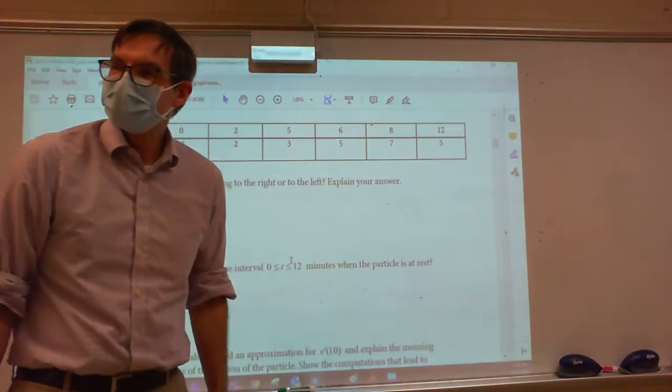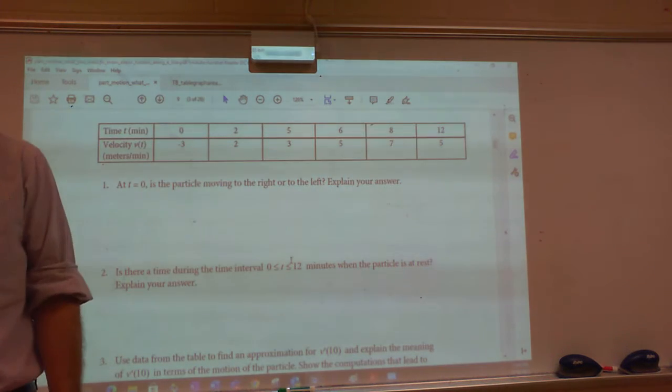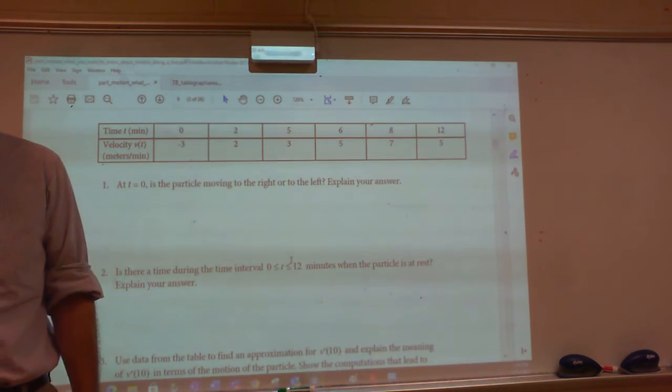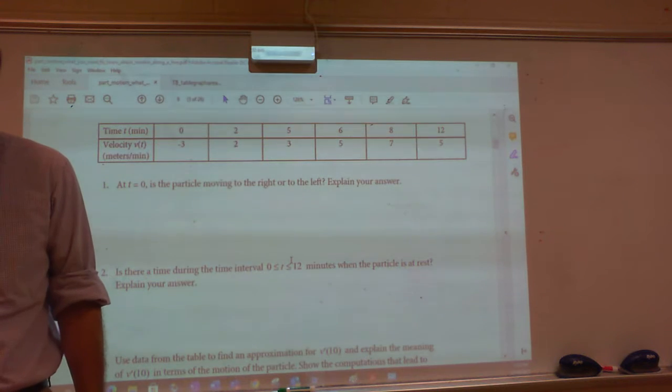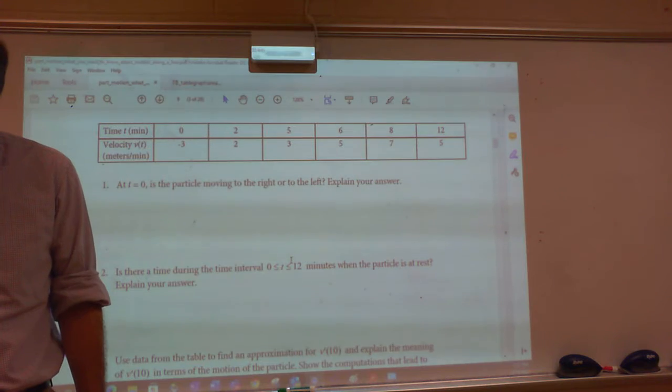Wouldn't it just be in between 6 and 8? Why? Because both is 2 over 2. If you do y2 minus y1 over x2 minus x1, don't you get 2 over 2?